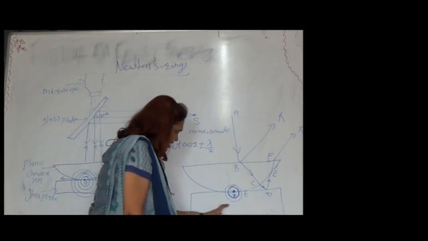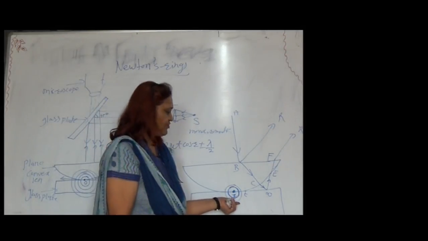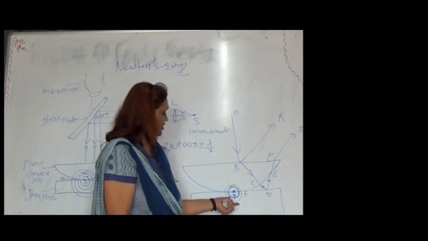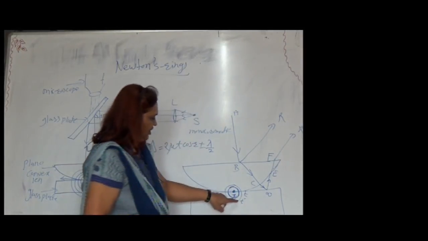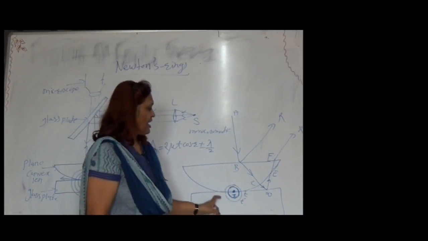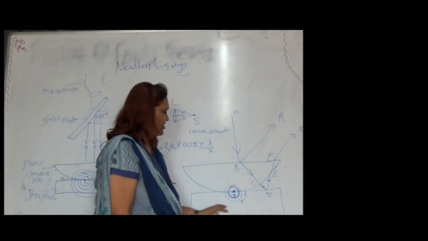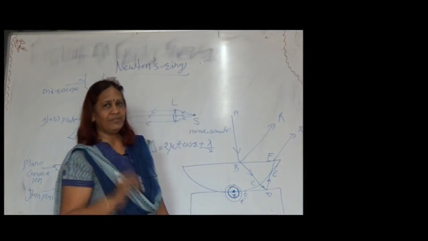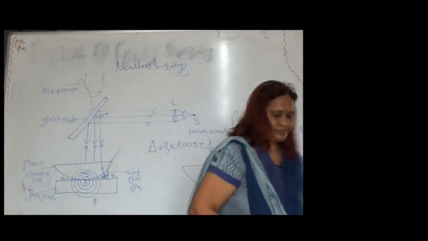If we consider the second ring, R2 is the radius of the second Newton's ring, which has a thickness, suppose T dash. This thickness T dash is the same all around the point of contact at distance R2. So we can observe a number of concentric rings of equal thickness and equal spacing from each other.